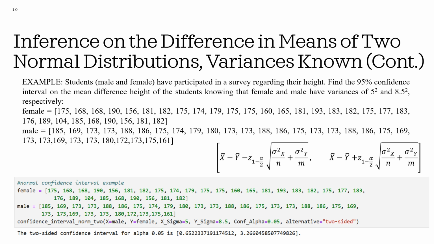To do so, we need to load the confidence interval norm2 function and pass the required arguments. The backend of the said function will calculate the sample means, retrieve z-coefficients, and report the lower and upper bounds of 95% confidence interval as 0.65 and 3.26, respectively.